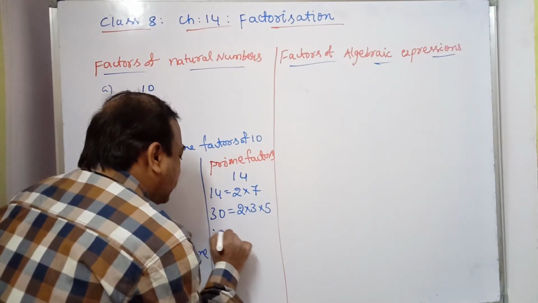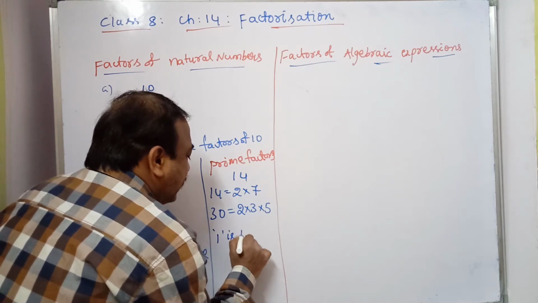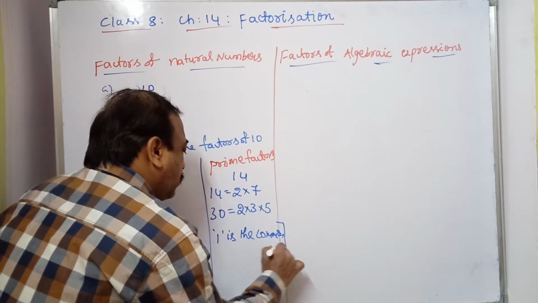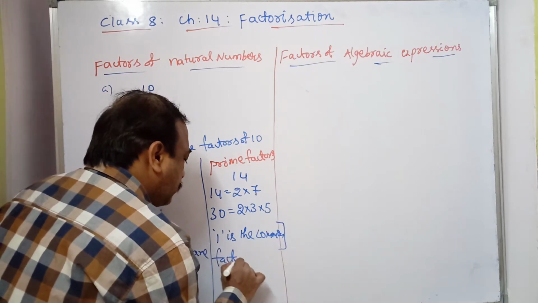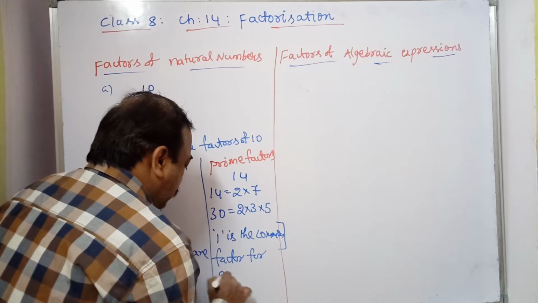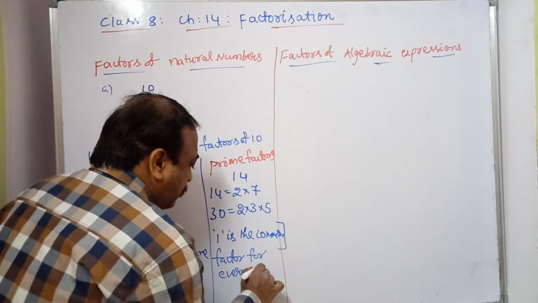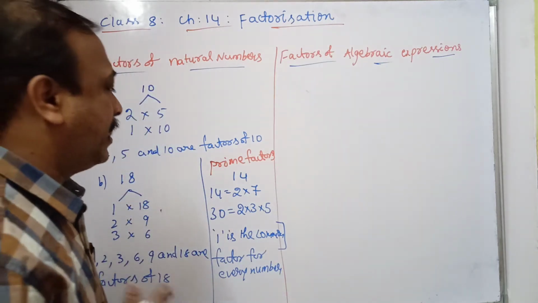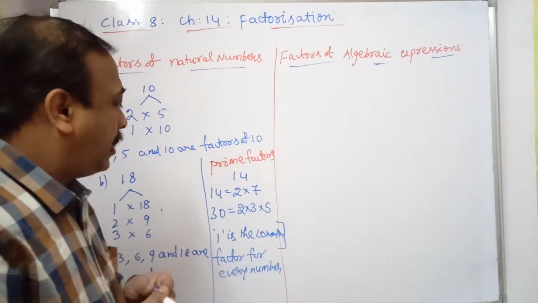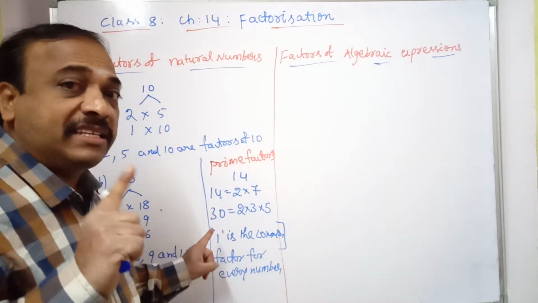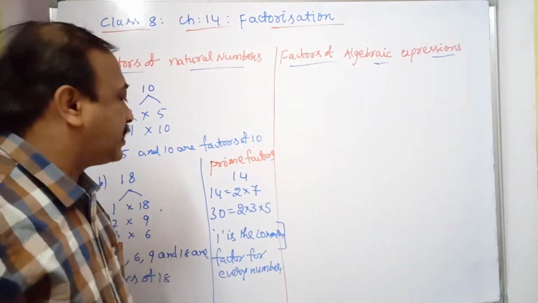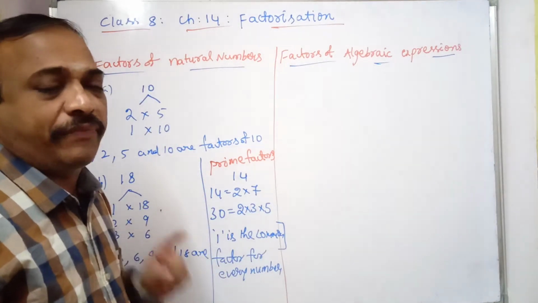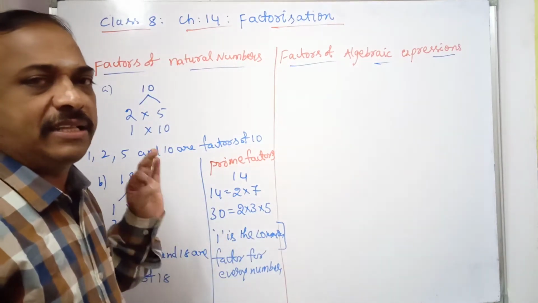So 1 is the common factor for every number. Now similarly, one more thing you remember: 1 is neither a prime nor a composite, but every number has 1 as a common factor. Every number will get 1 as a factor.